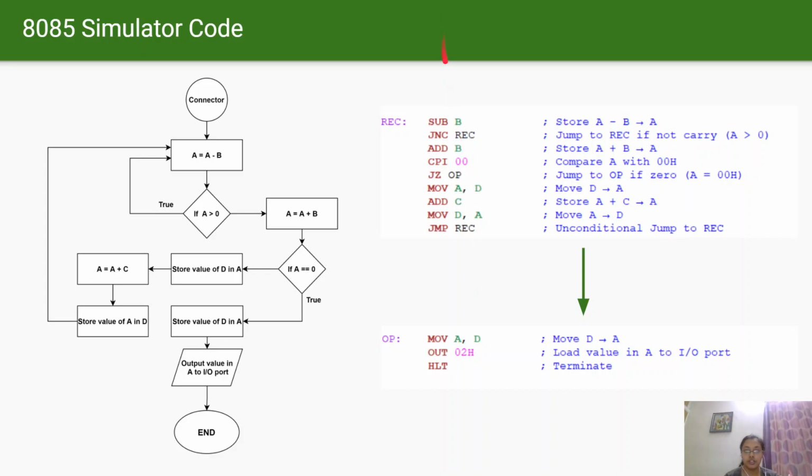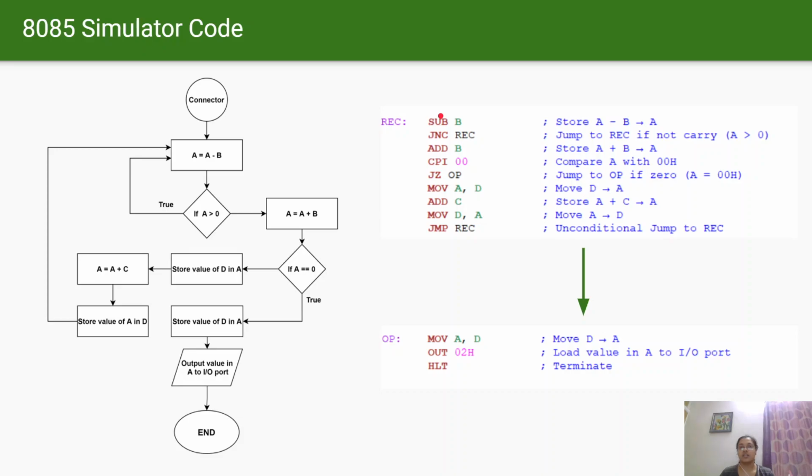But if it's not equal to 0, then we move the value of 2a to the accumulator. And once the accumulator has the value of 2a, we jump back to the recursive subsection and do the process again to calculate 2a modulus b.